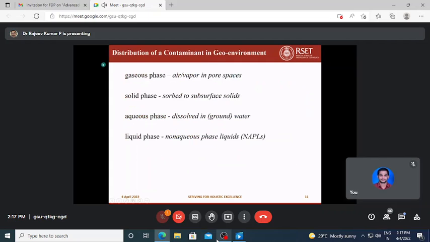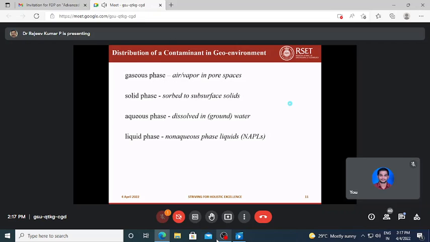Okay, so here we will see now the distribution of the contaminant in the geo-environment. In general, it may be residing in the pore space in the form of gas. It may be residing in the form of solid, like adsorbed or absorbed onto the solid particle from the leachate or even from the chemical species. In some cases it may be dissolved in the groundwater itself. Maybe in the pore fluid there may be some contaminant. And in the liquid phase, that is non-aqueous phase liquids like petroleum contamination.